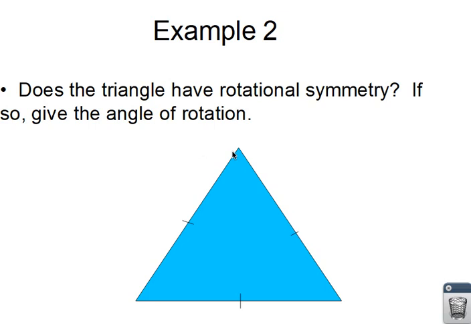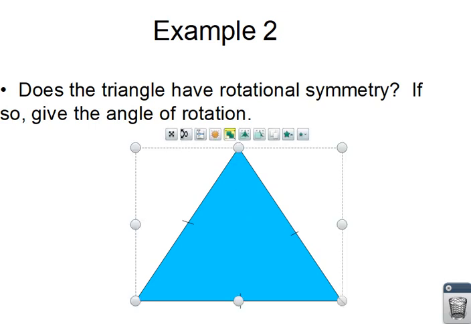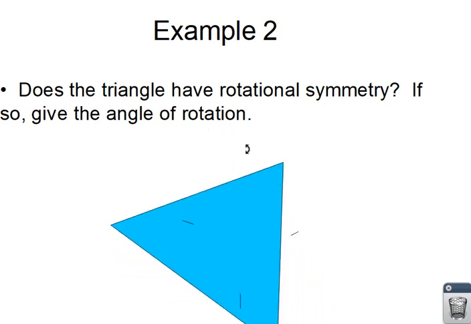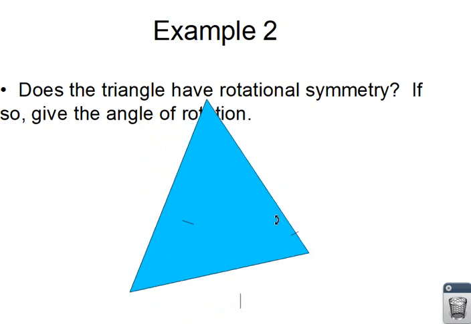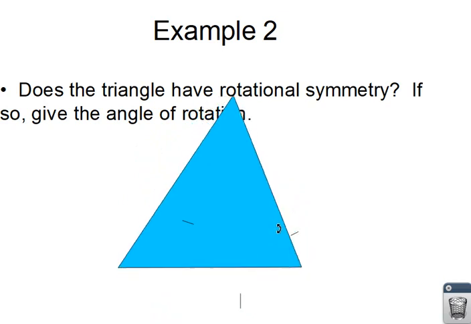Does the triangle have rotational symmetry? So if I take this triangle and I spin it, will I get the same triangle? So let's try it. We take it and we spin it, and it should be the same triangle.